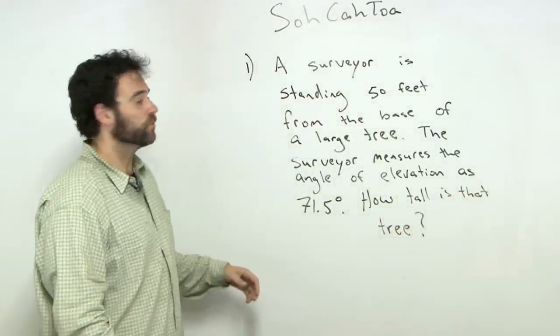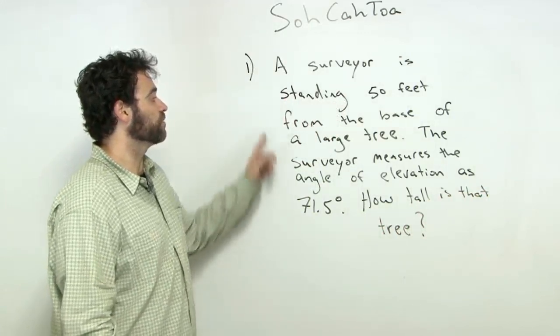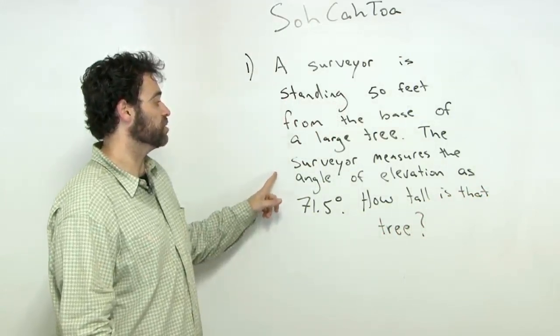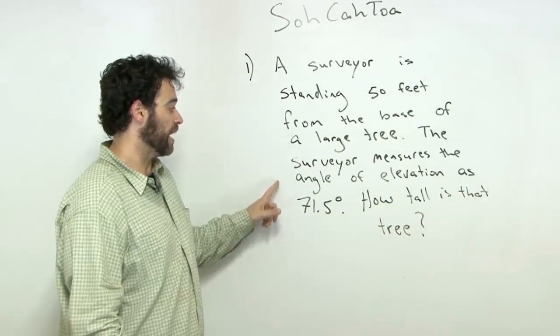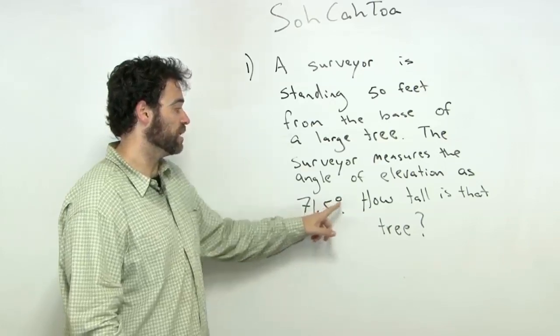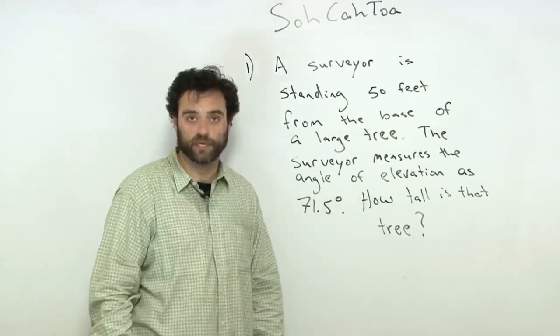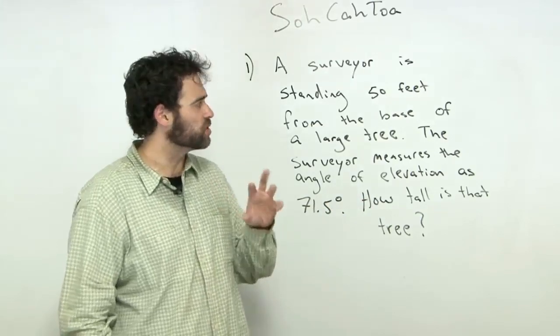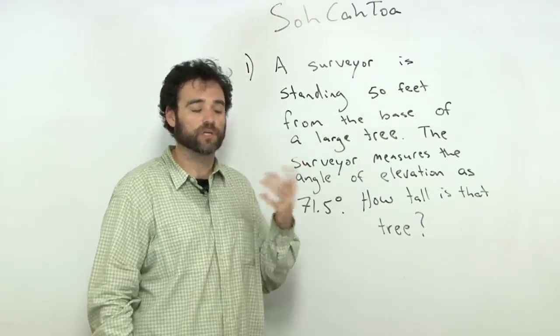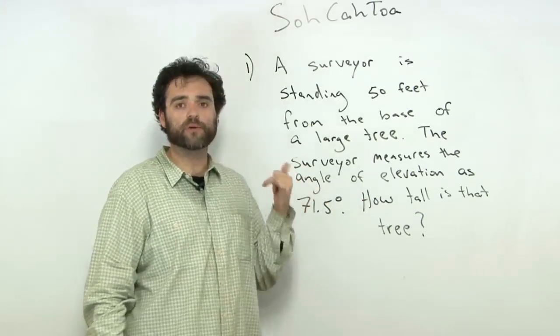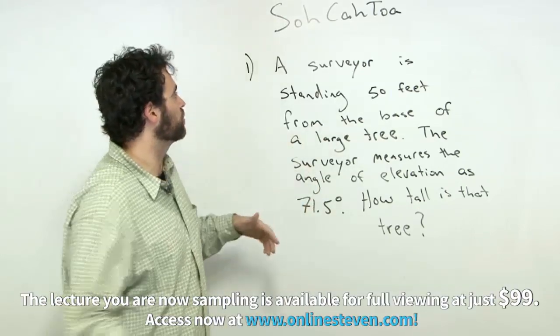Okay, so read through this. A surveyor is standing 50 feet from the base of a large tree. The surveyor measures the angle of elevation as 71.5 degrees. How tall is that tree? Great question. This question, we see this a lot in trigonometry. It's a very basic question. What I always say is draw out the situation, get an idea what's going on here.